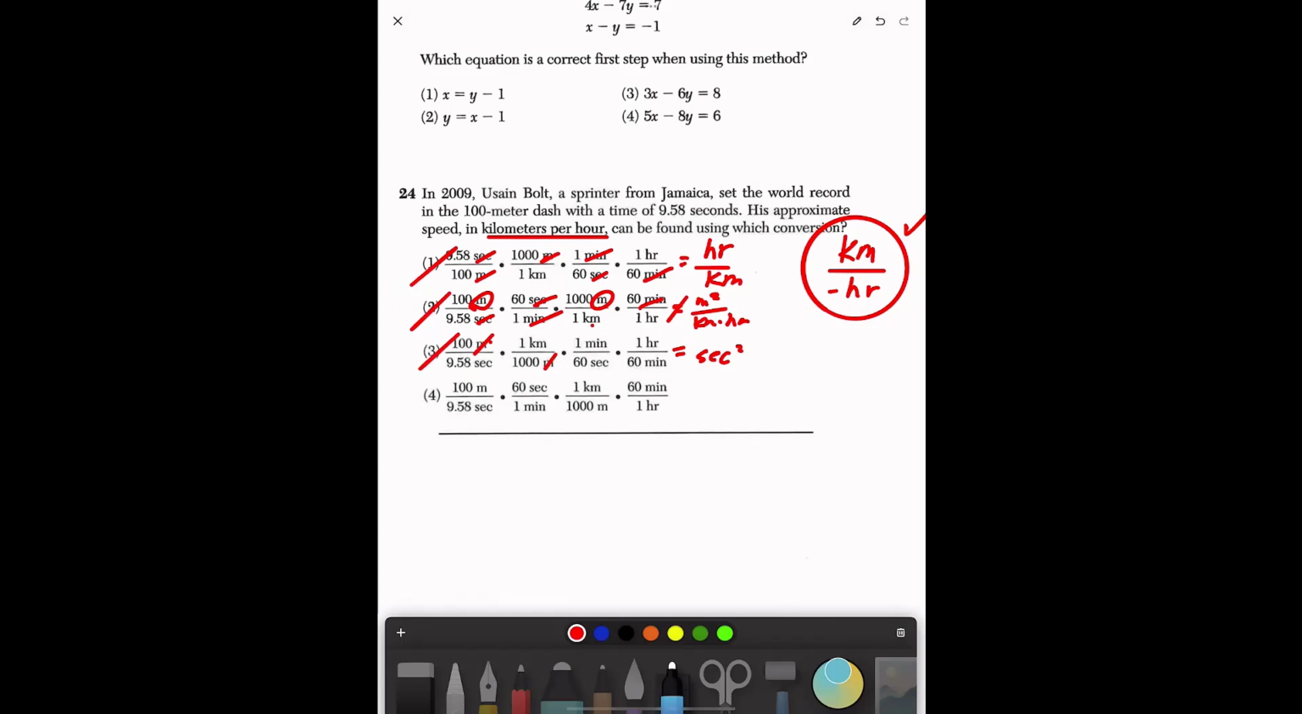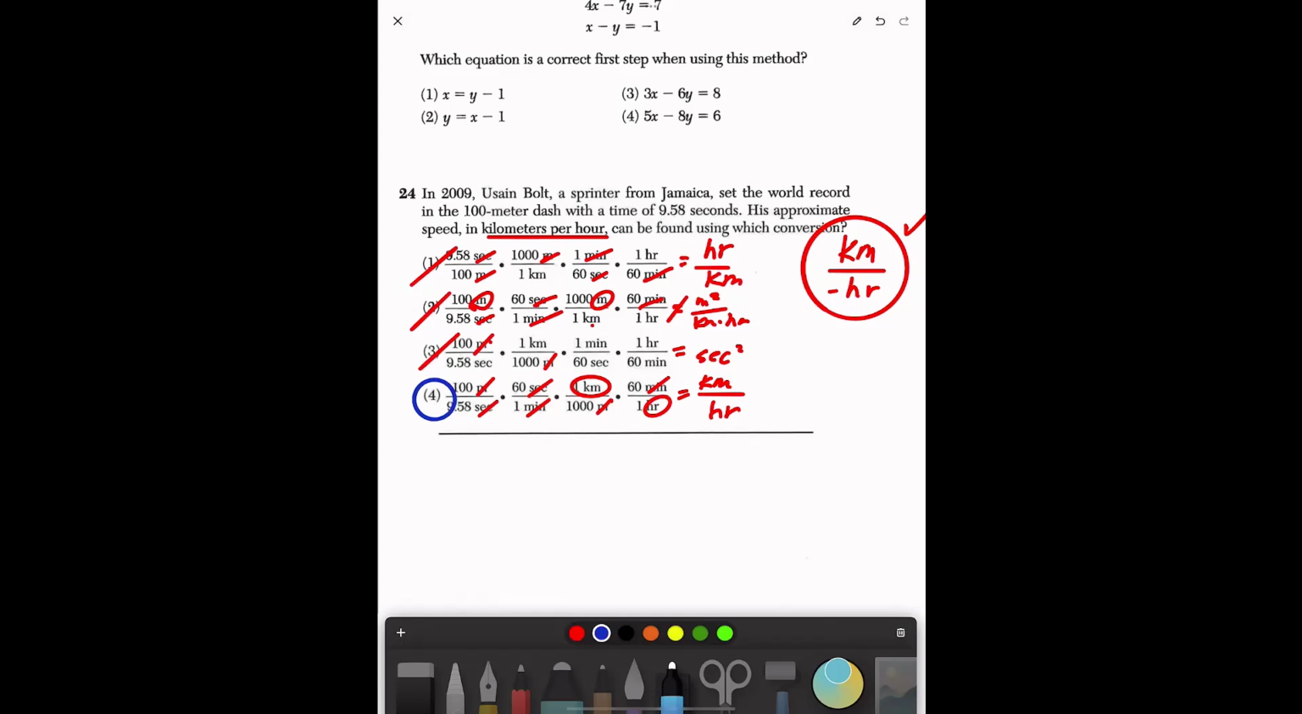So let's see. We have seconds on the bottom. We have seconds on the top. We have minutes on the bottom, and over here we have minutes on the top. We have meters on the top, and then we have meters over here on the bottom. Look what we're left with. We're left with kilometers. We don't care about the numbers, just the units, and hours on the bottom. This is our answer. And that's how you do it.